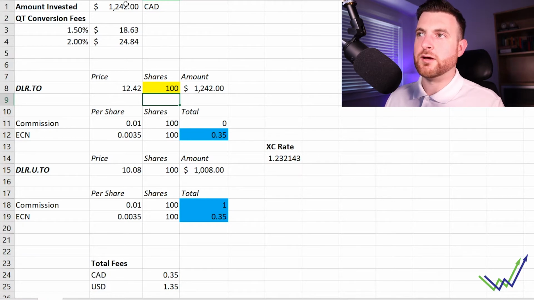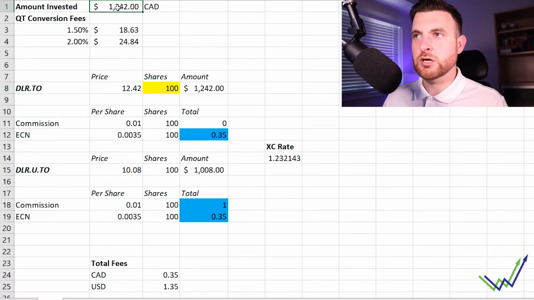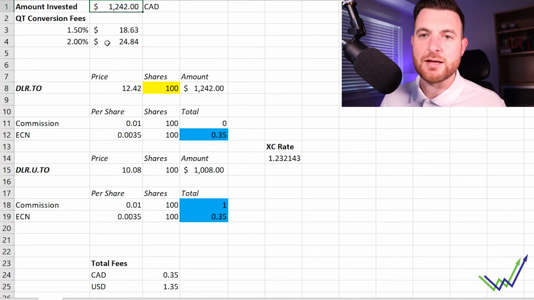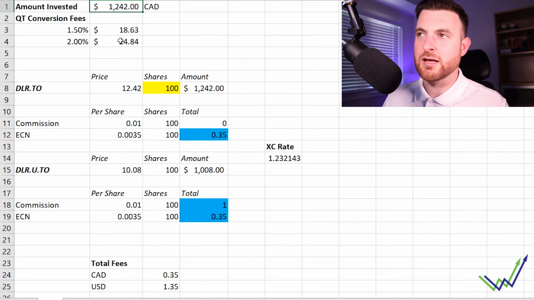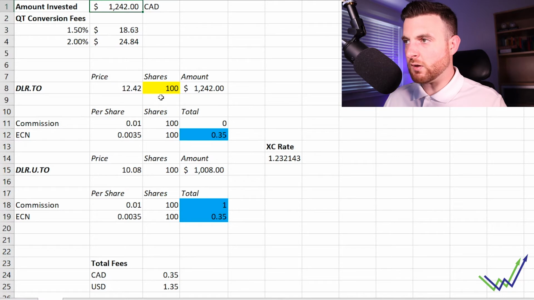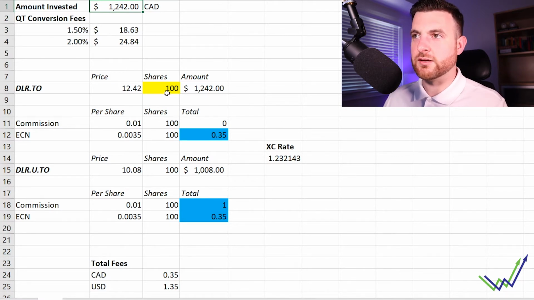So let's start with $1,242 invested, based on the share price of 12.42. I come up here, and if I had not done this process, I can see that at 1.5%, traditionally they'd be charging me $18.63, or potentially all the way up to just less than $25. I don't want to pay that on a percentage basis. That's way too much, so this is why Norbert's Gambit is going to be the best way to do it. Now, there are a few time constraints in there, but let's go through the process and see if it's the right thing for you.